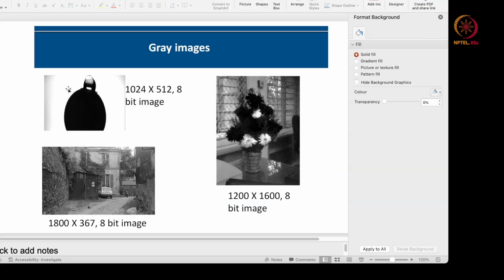So gray images, this is, for example, an 8-bit image. This is another 8-bit image. This is another 8-bit image.